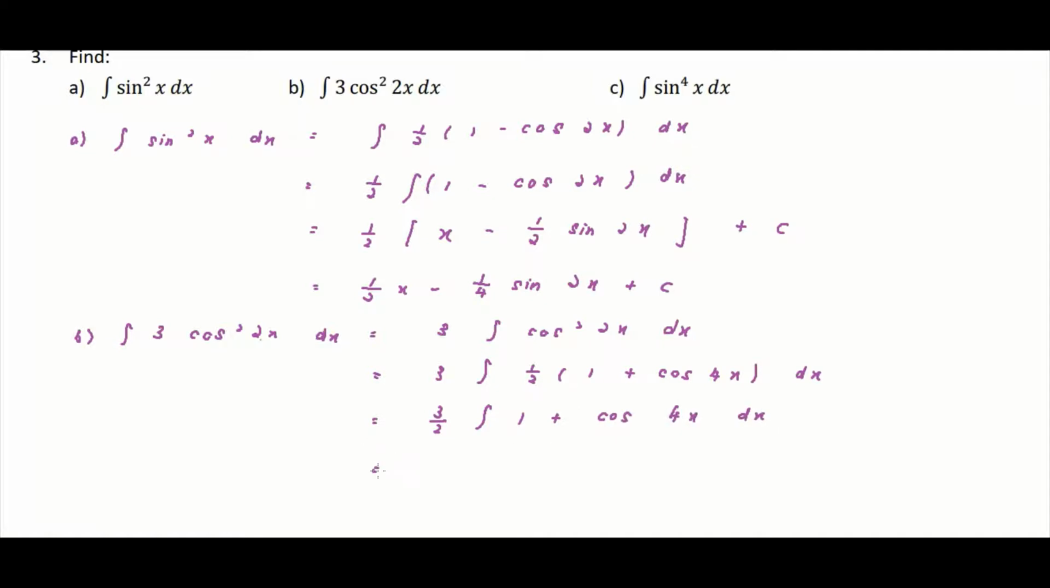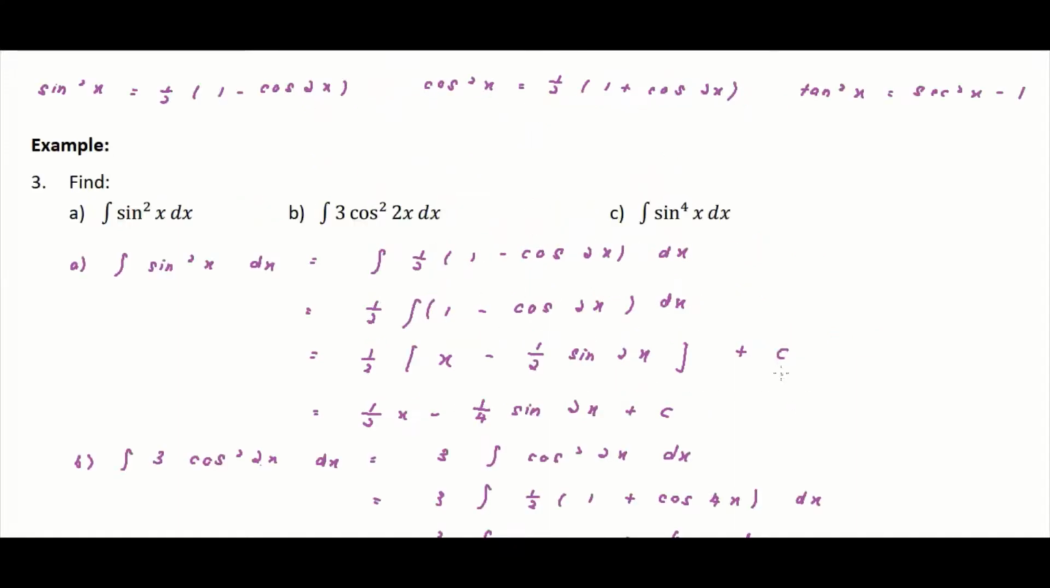Okay, so now we can start to integrate it. So you have x. Okay, so for cos 4x, what do you get? So you have plus 1 over 4, right? Then after that, sine 4x. Okay, then the whole thing plus c. So same thing, let's try to expand and write your answer. So 3 over 2x plus 3 over 8 sine 4x plus c. Okay, so now let's try to look at c.